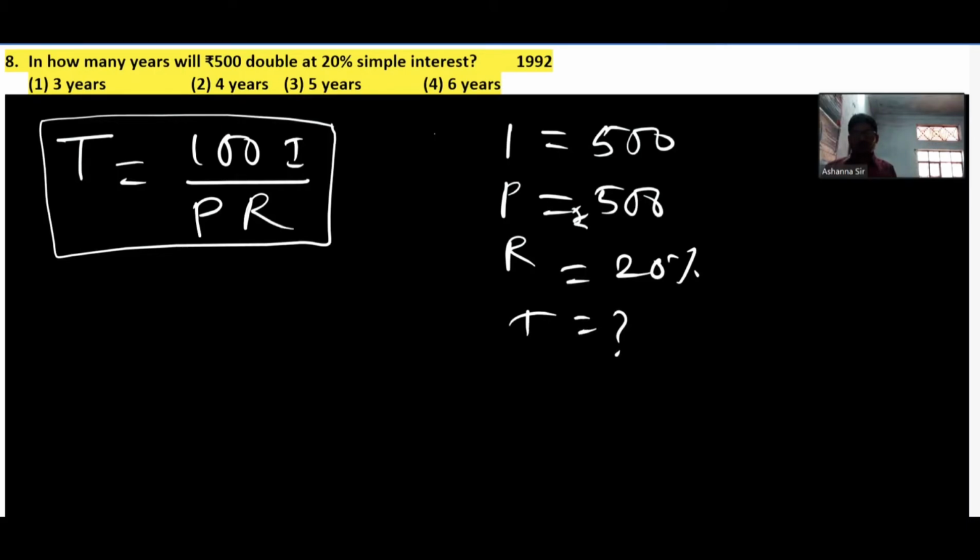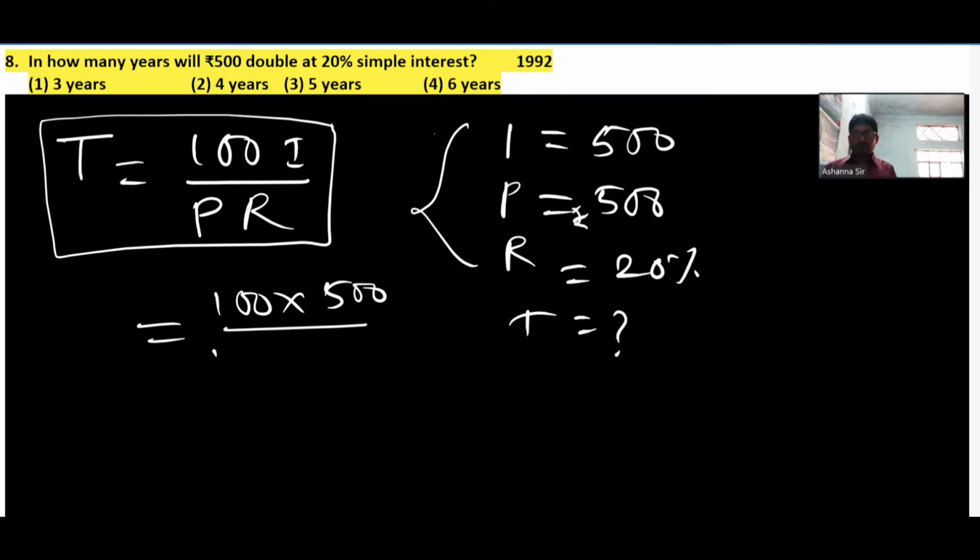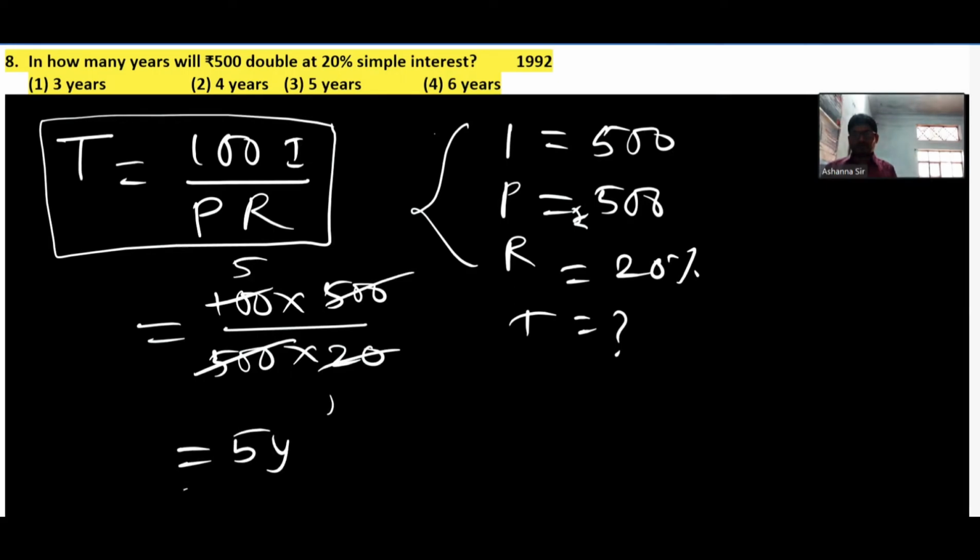So here we have to find T. To find years, here we have the formula. Substituting these values, 100 into 500 by 500 into 20. 500 cancel, 2 fives are 10, so it is 5 years. So 5 years means option 3.